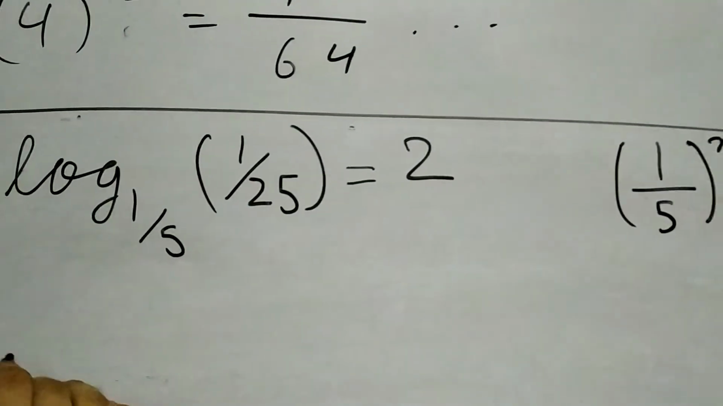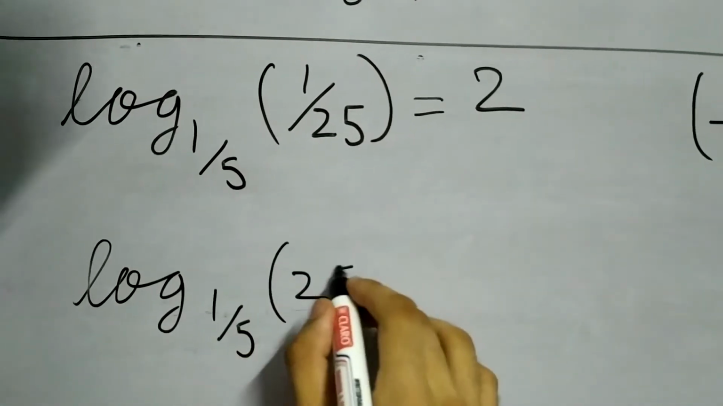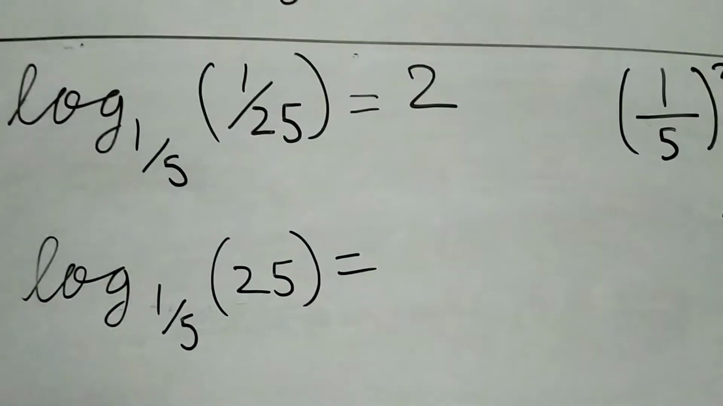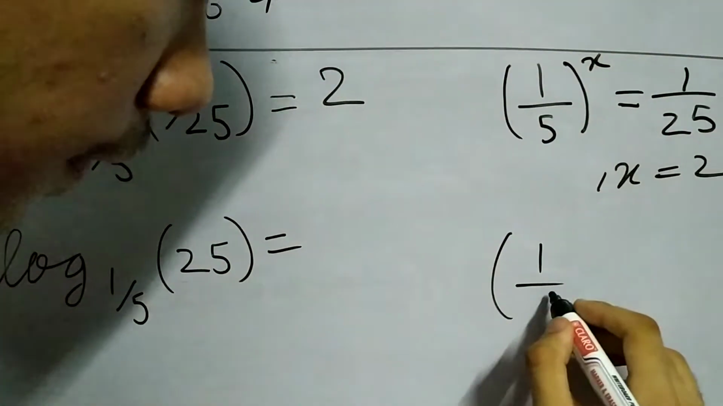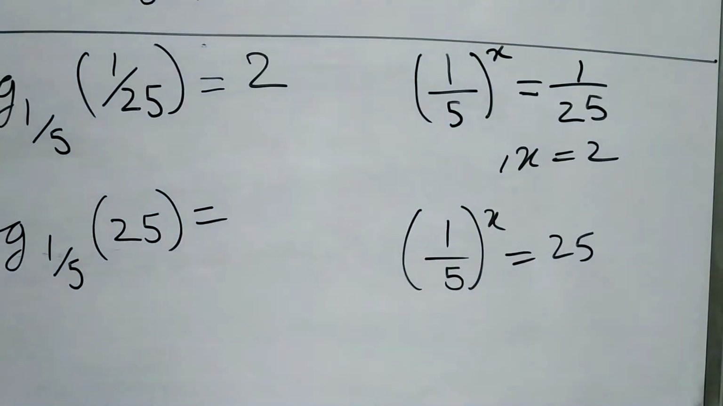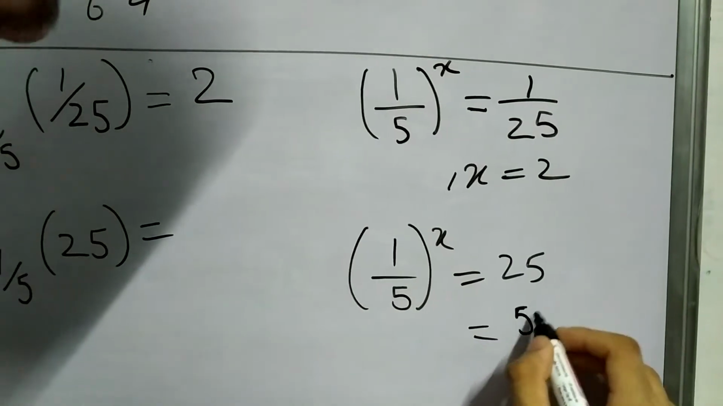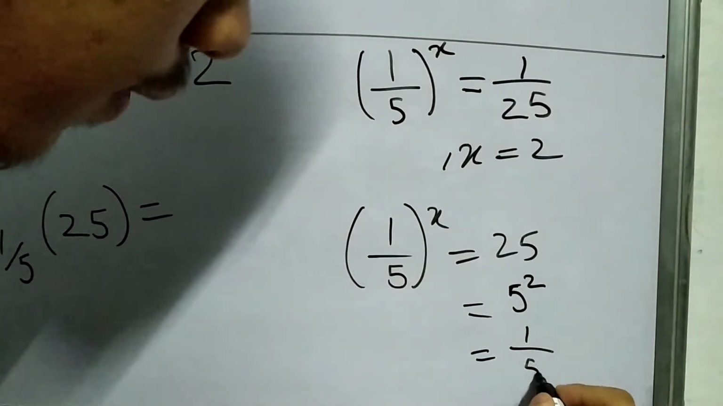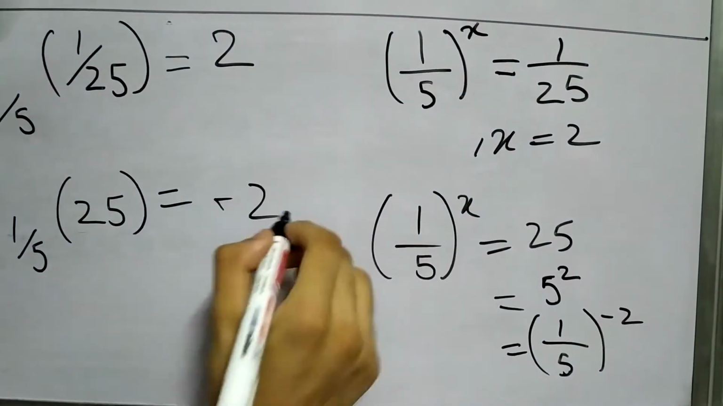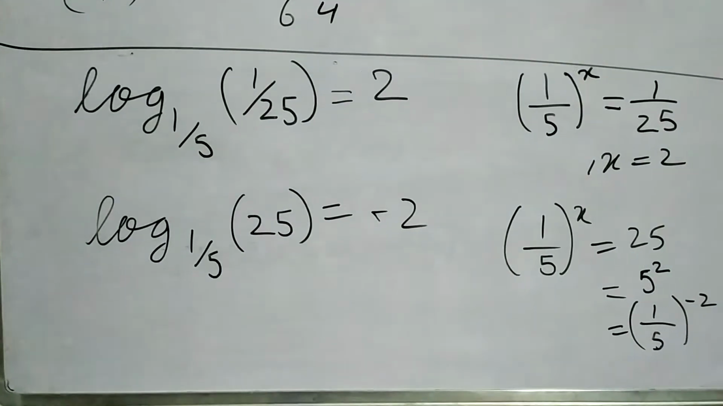Another quick example, log base 1 by 5 of 25, this time 25. What is this? Again, 1 by 5 to some power equals 25. This is 5 to the power 2, or 1 upon 5 to the power minus 2. So log base 1 by 5 of 25 is minus 2.